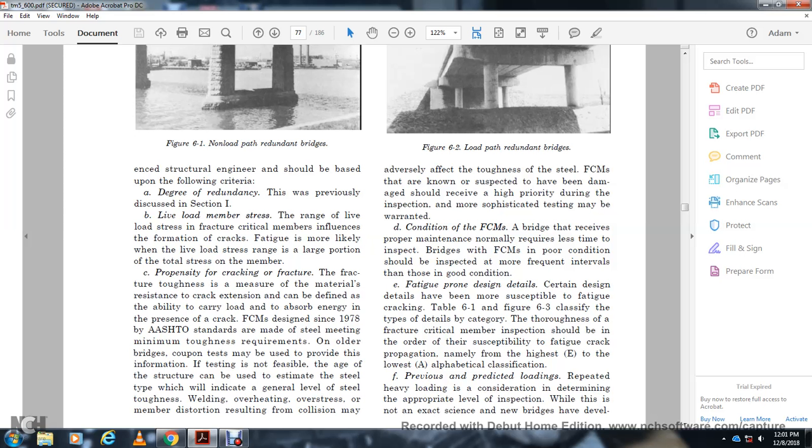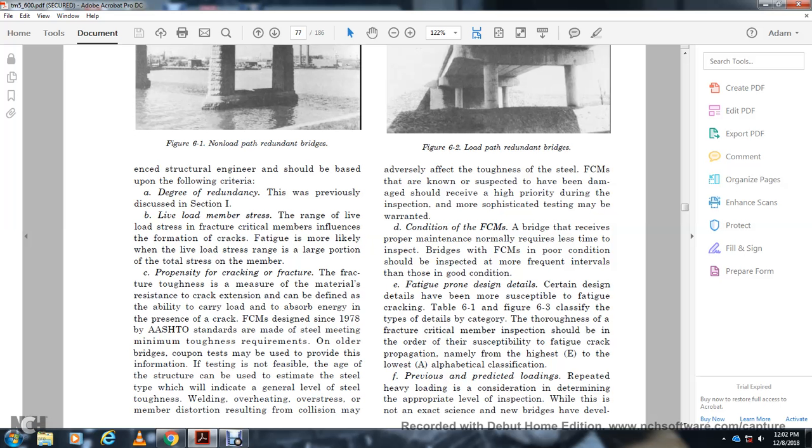Propensity for cracking or fracture depends on the toughness of the material, its resistance to crack extension, and the ability of the material to absorb energy in the presence of a crack. Fracture critical members designed after 1978 by AASHTO standards were made with steel meeting the minimum toughness requirements. For older bridges, coupon tests may be used to provide information. If testing is not feasible, the age of the structure could be used to estimate the steel type, which indicates the general level of steel toughness. Welding, overheating, and overstress of the member or distortion resulting from collision may adversely affect the toughness of the steel.